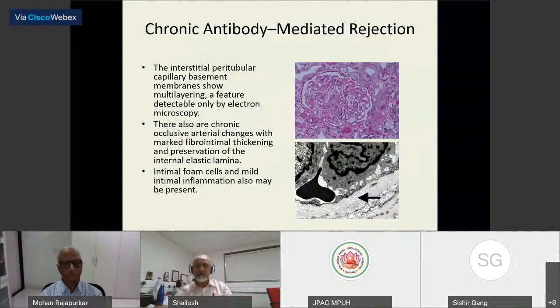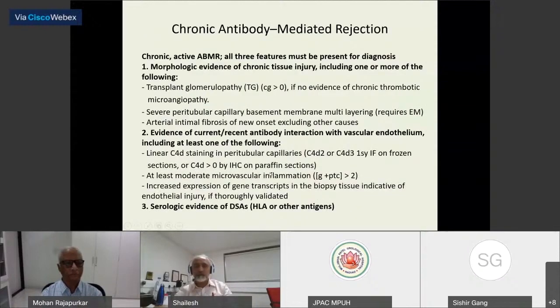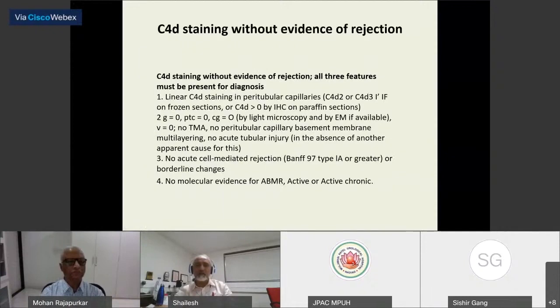Again, in chronic antibody-mediated rejection, we see glomerulitis, and there is multilamellation of peritubular capillaries. So here we can see transplant glomerulopathy, severe peritubular capillary basement membrane lamination, and arterial intimal fibrosis. There may be linear C4d staining in capillaries and serological evidence of DSA. These are the three criteria required to call it chronic antibody-mediated rejection. Sometimes we see C4d staining without evidence of rejection. Usually we see this in ABO incompatible grafts, where it is more common.